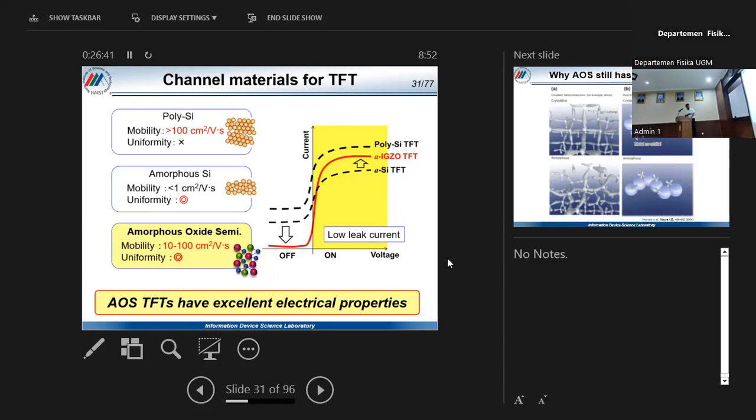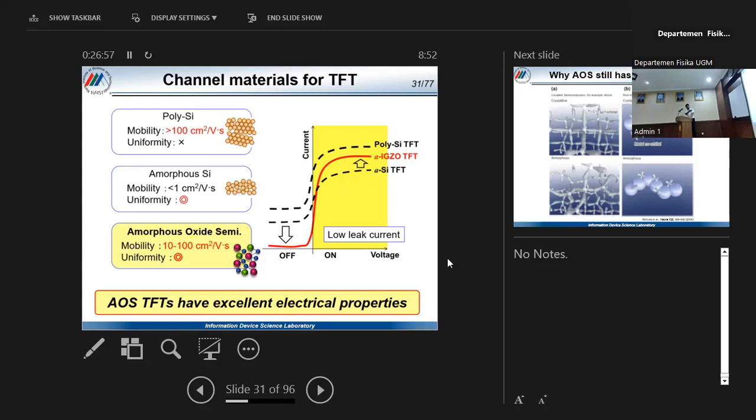So the development of amorphous oxide semiconductor was a wonderful thing. It combined both the properties of amorphous silicon and polycrystalline silicon. It has a mobility of between 10 to 100, and since it's amorphous, it's very uniform.